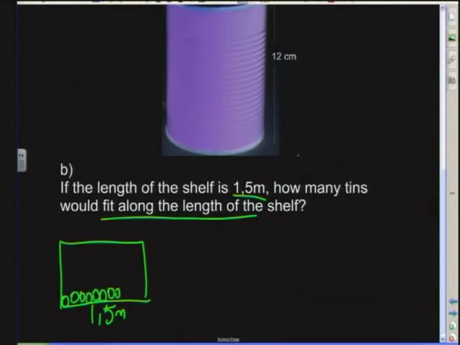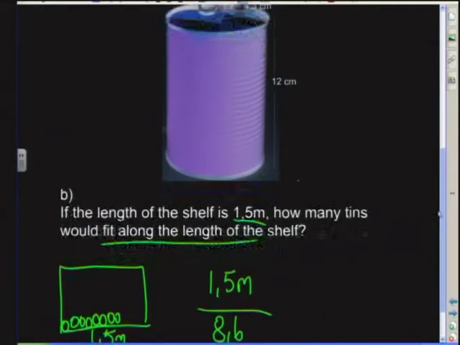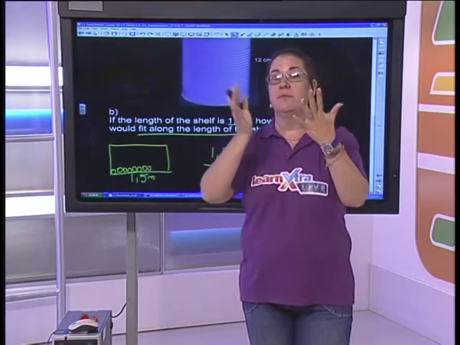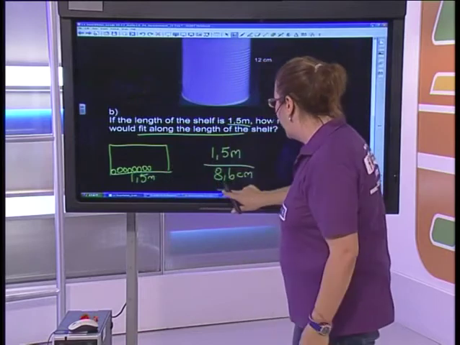So what am I going to do? I'm going to take this 1,5 meters, and I'm going to divide it by the diameter of my tin, because the diameter is the whole tin, and the diameter of my tin was 8,6. Now that 8,6 was in centimeters, and this is a huge problem. I cannot divide meters and centimeters. So I have to fix this up.